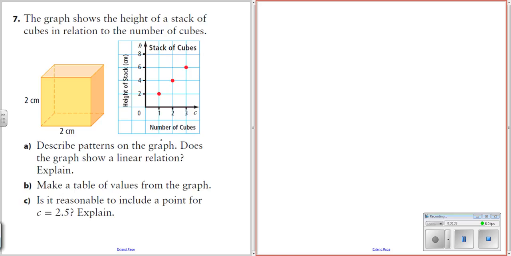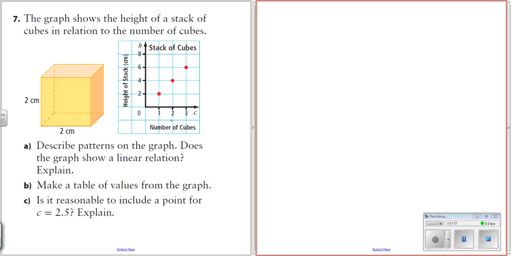Does the graph show a linear relation? Well, for every 1 cube, if I look here, it goes up 2 centimeters. So there's 1 cube, 2 centimeters, 1 cube, 2 centimeters. That's a pattern I can see on the graph. It also does form a straight line. If I connected those dots, it would be a straight line. And it kind of has this staircase look to it if I was to go to the vertices of all the points there.